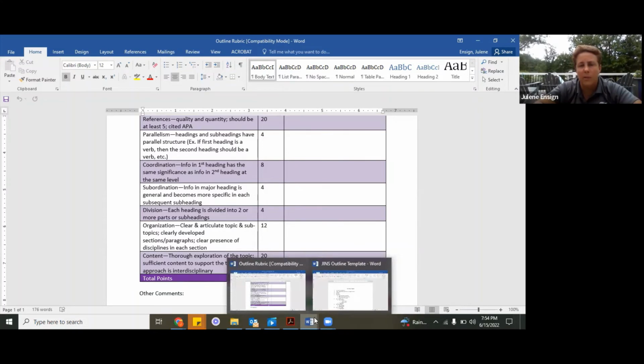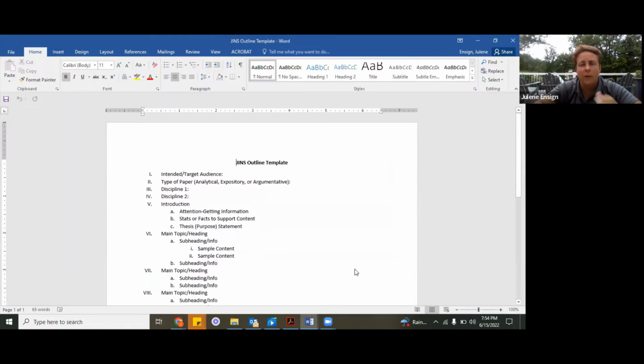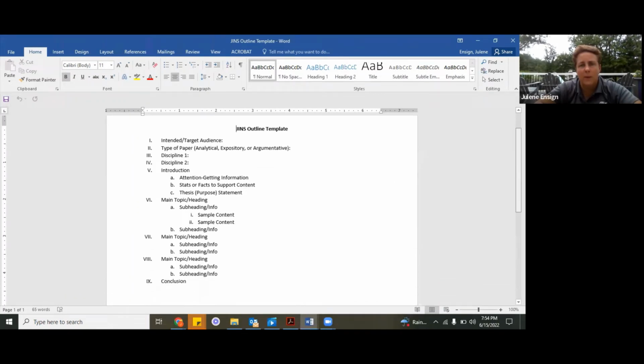This is worth 100 points. Now, I have provided you with a template, and it looks like this. So all you have to do is basically fill in the blanks. You don't have to have all of these components where it says attention getting information, stats or facts. Those are things that usually are in an intro, right? Something to keep the reader engaged and make the reader want to continue to read.